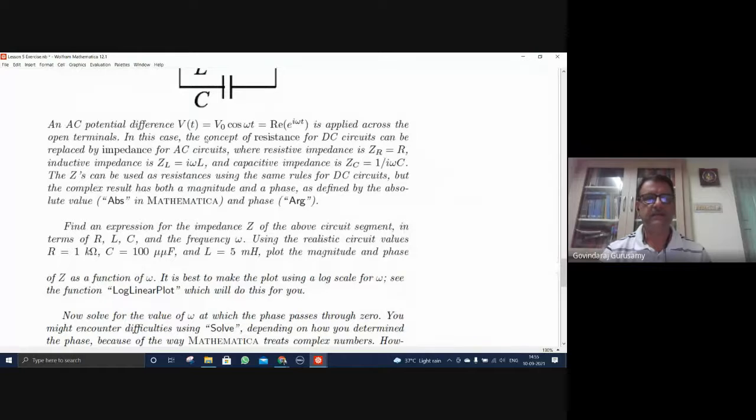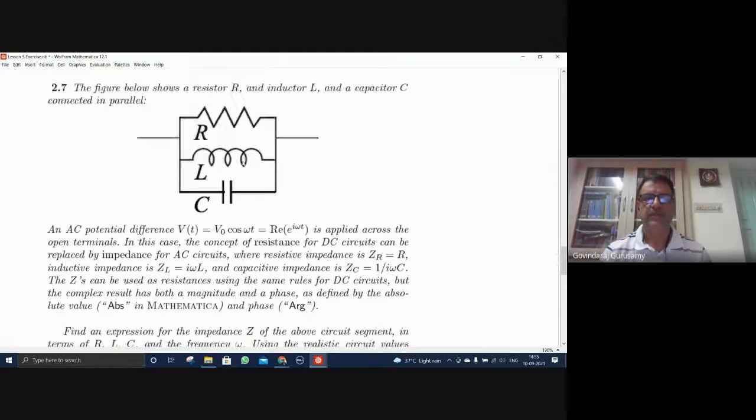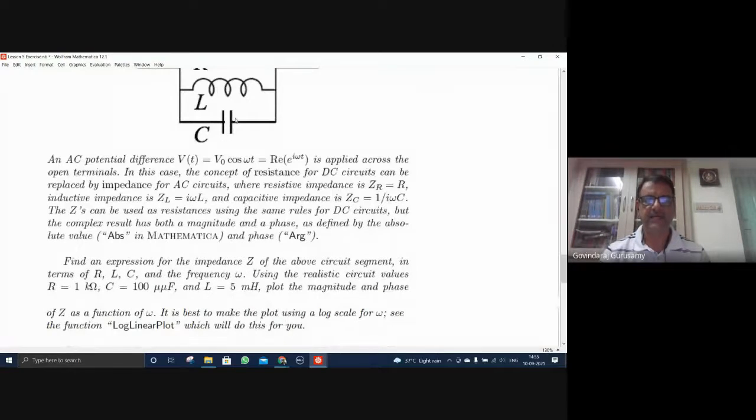In this case, the concept of resistance for DC circuits can be replaced by impedance for AC circuits. If all of them are resistors, then it will be different. Since you have a capacitor and inductor, instead of calling it a resistance, we call it impedance. The resistive part is Z_R equal to R. Inductive impedance is Z_L, which is equal to i omega L. Capacitive impedance is Z_C equal to 1 by i omega C.